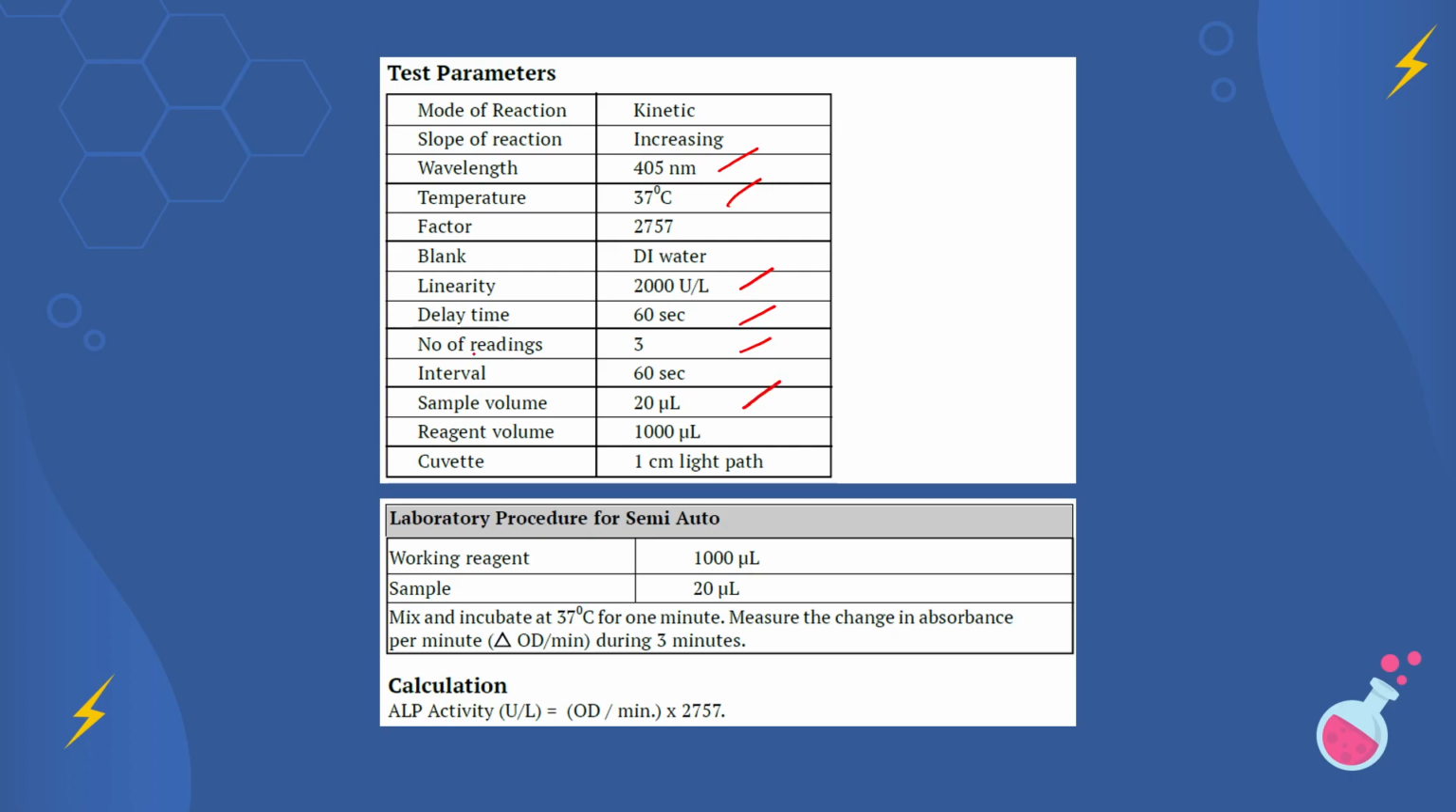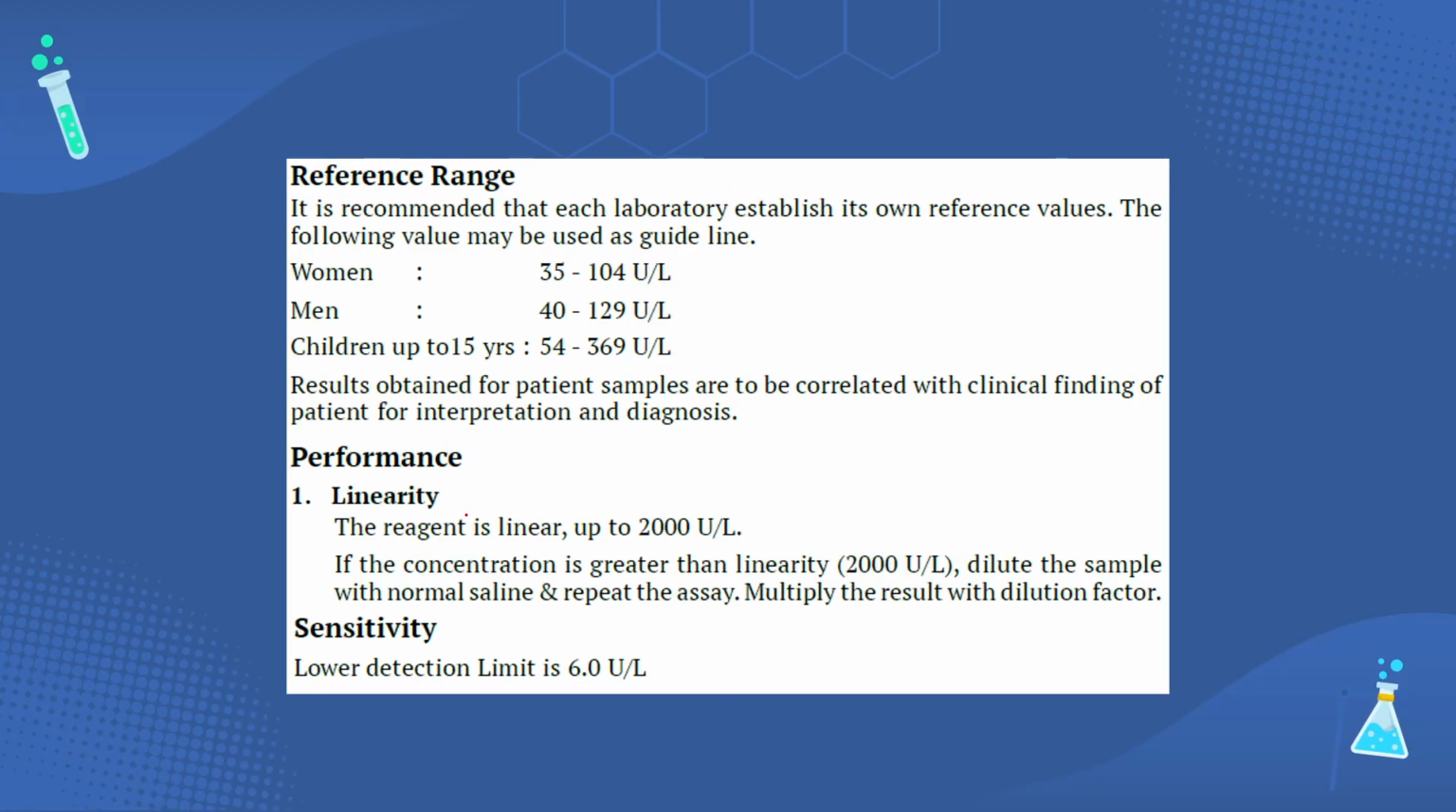Your sample volume is 20 microliters and your reagent volume is 1000 microliters. So here our factor, if we are manually doing our test, would be 2,757. And for the reference range, kids, men, women, and children have different reference ranges. Of course, you need to memorize this one.